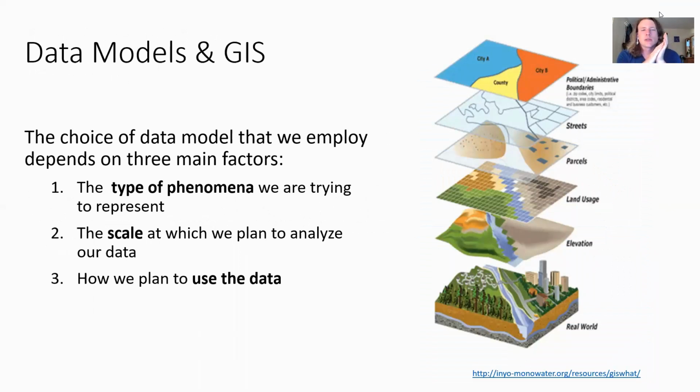Oftentimes, the choice of which data model you want to use comes down to 3 factors: which type of phenomena we're going to try to represent, the scale at which we plan to analyze the data, and how we plan to use the data. So first I'm going to introduce just what raster and vector means, and then I will talk about these key considerations.